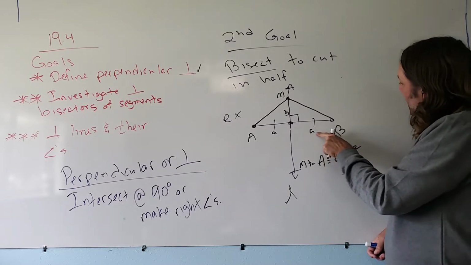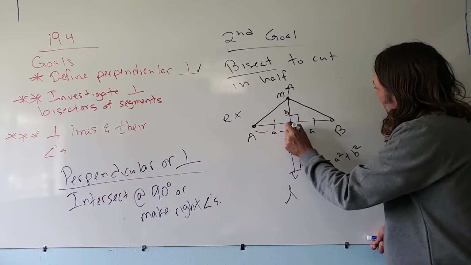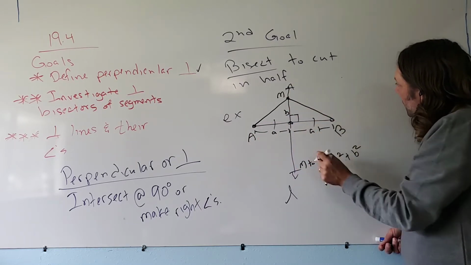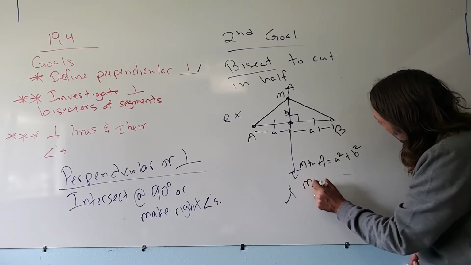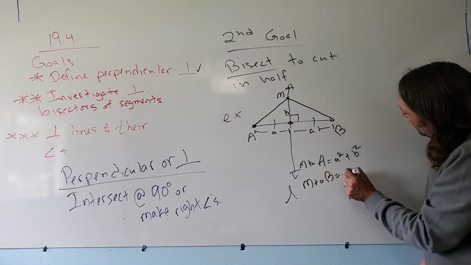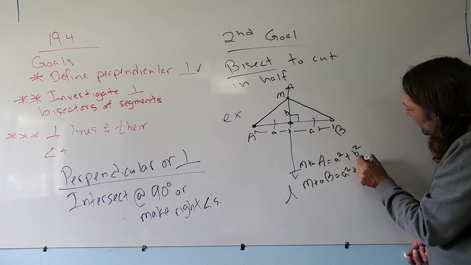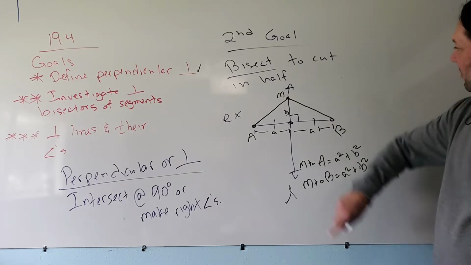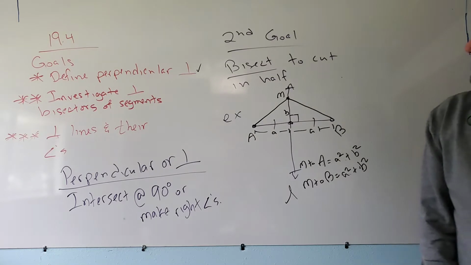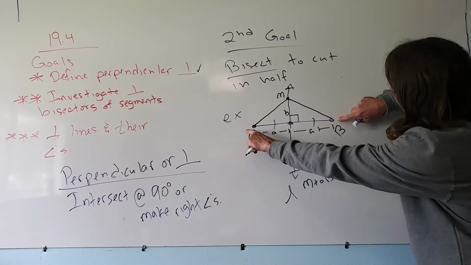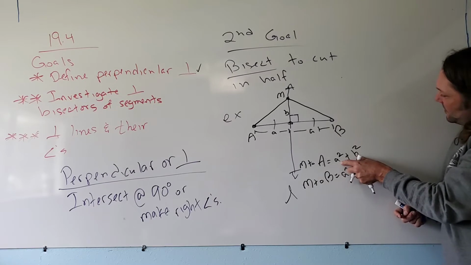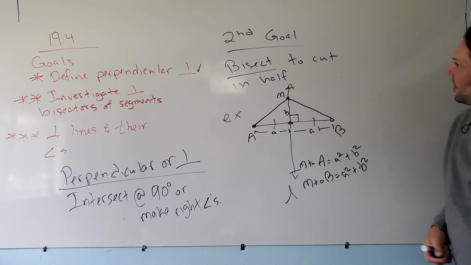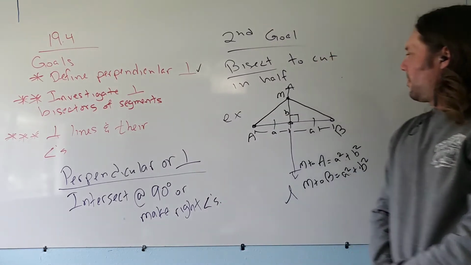Now remember, this A length is the same as that A length. These lengths are the same because this segment got bisected by that line. And so these lengths are equal. So I can also say that the length from M to B is also equal to a squared plus b squared. So what this result means is that if a point is on the perpendicular bisector of a segment, it must be an equal distance from the endpoints, because a squared plus b squared is going to create the same length as a squared plus b squared. So that's one result from having a perpendicular bisector.